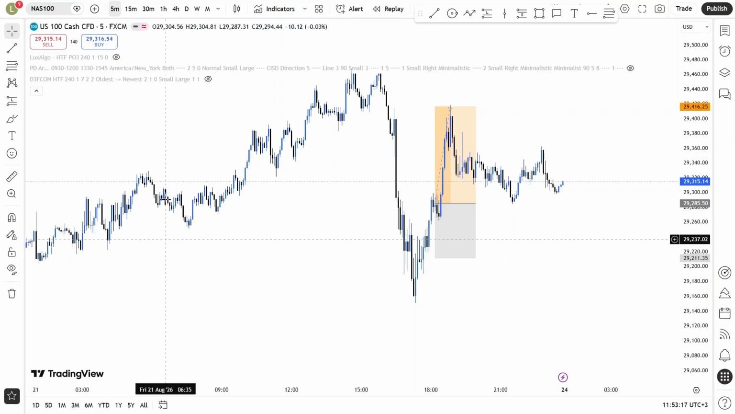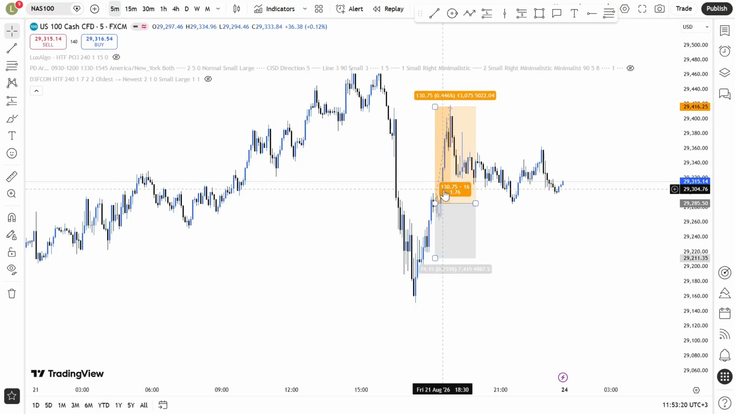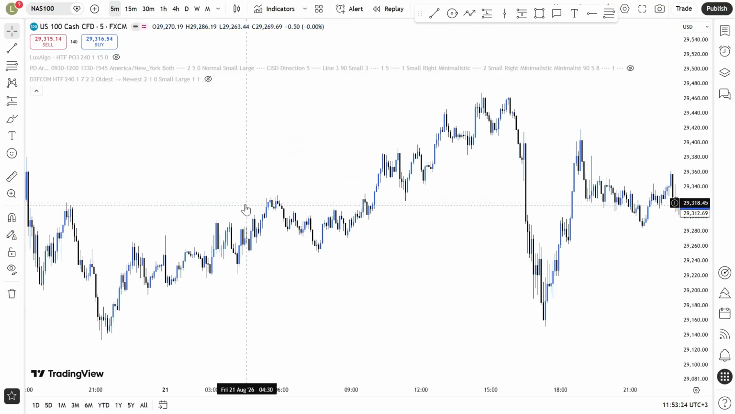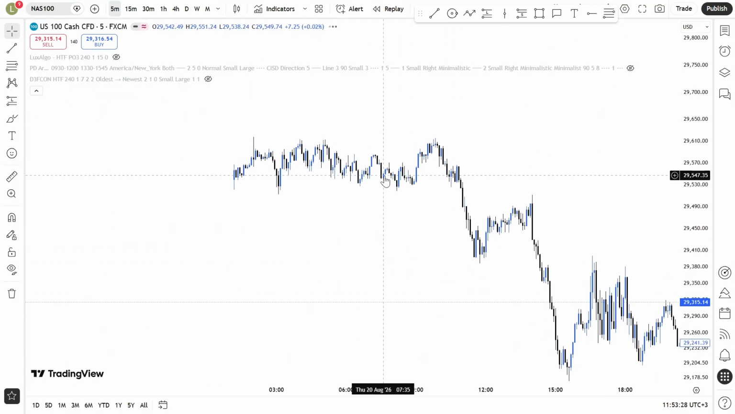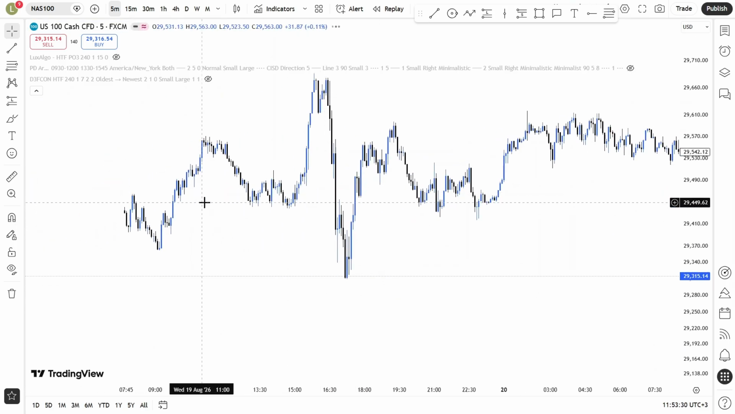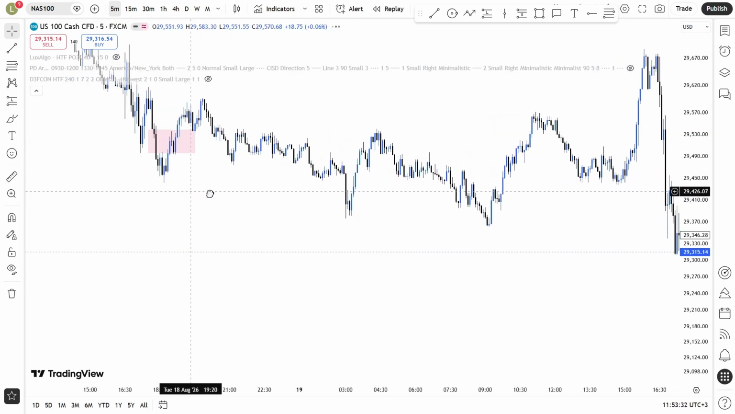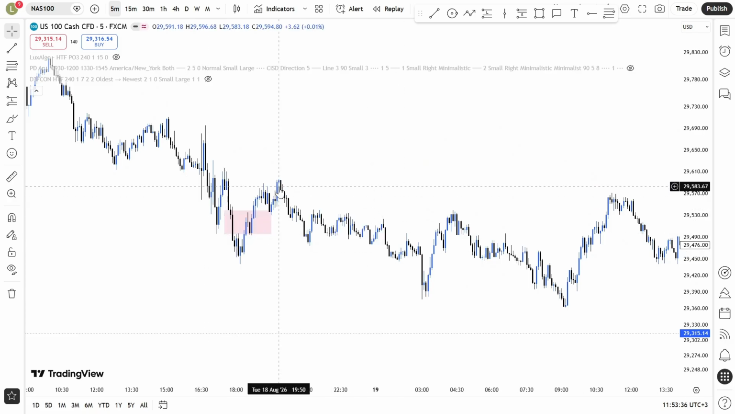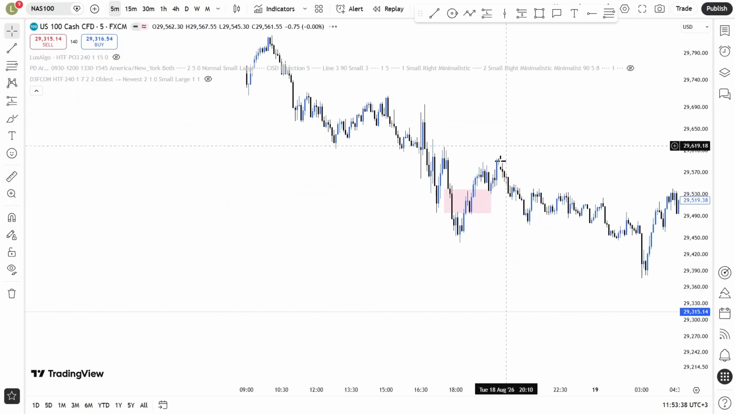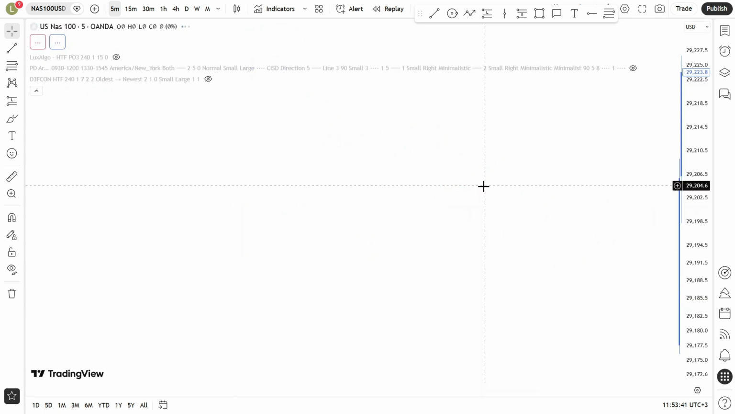Let's try to identify these order blocks as a trade I took last week. Let me first remove this. So let's try to identify these order blocks and breaker blocks. Let me just use this for hand here.